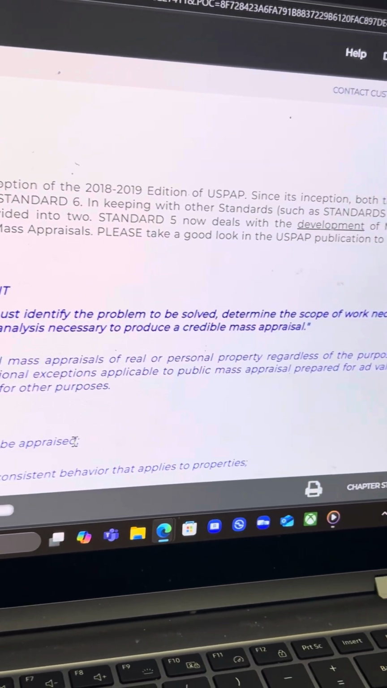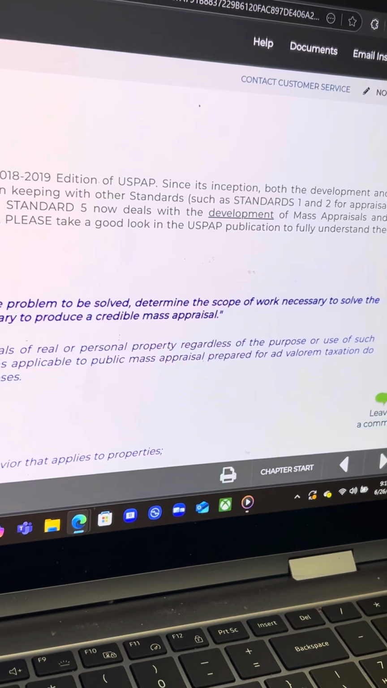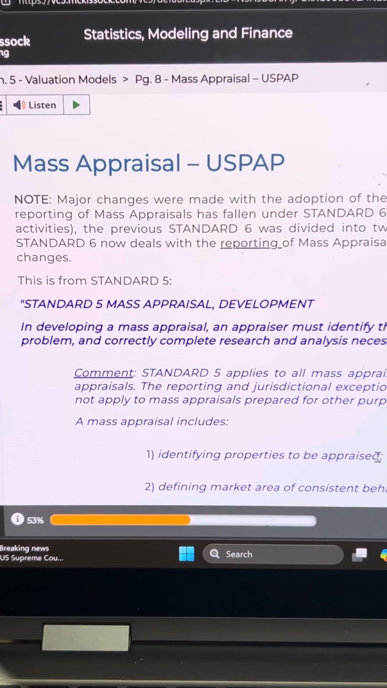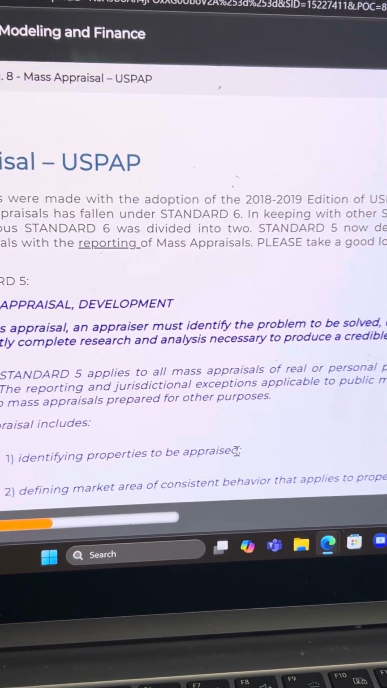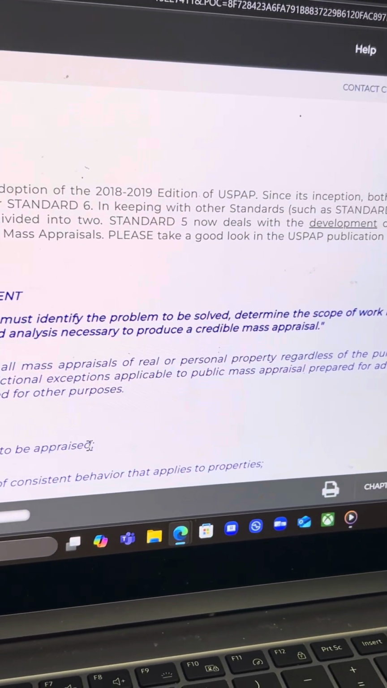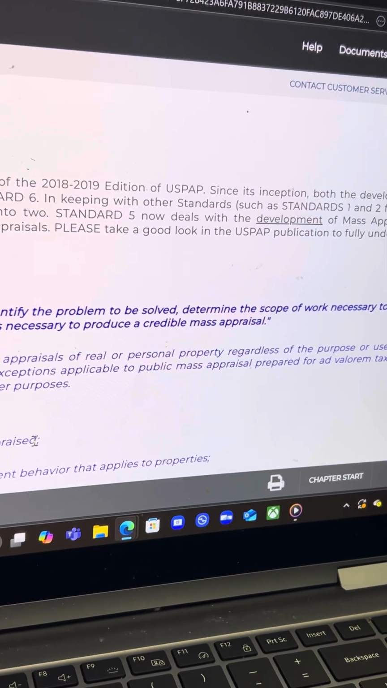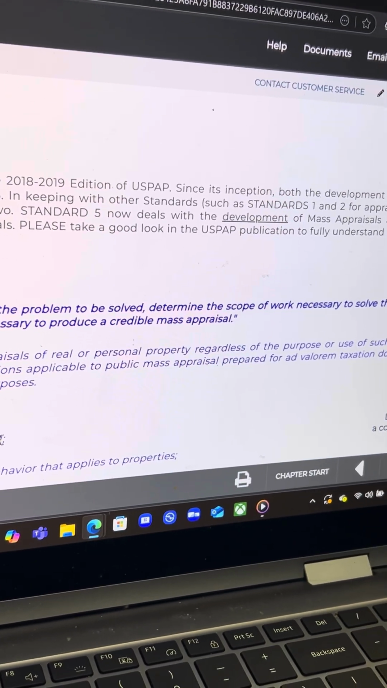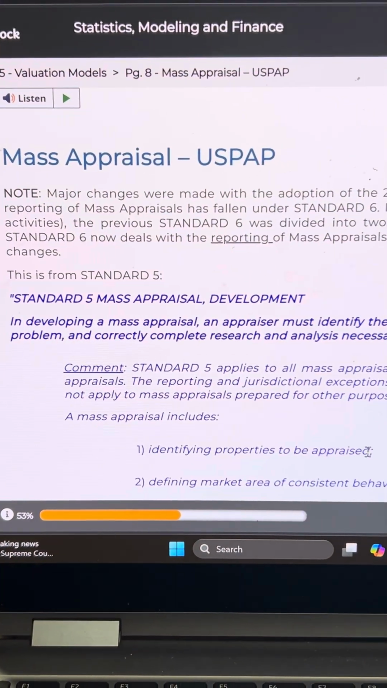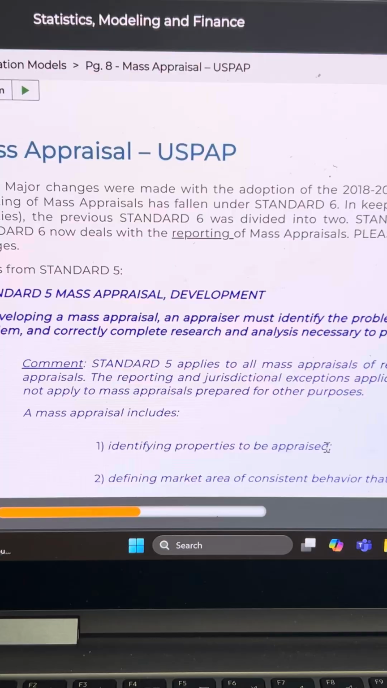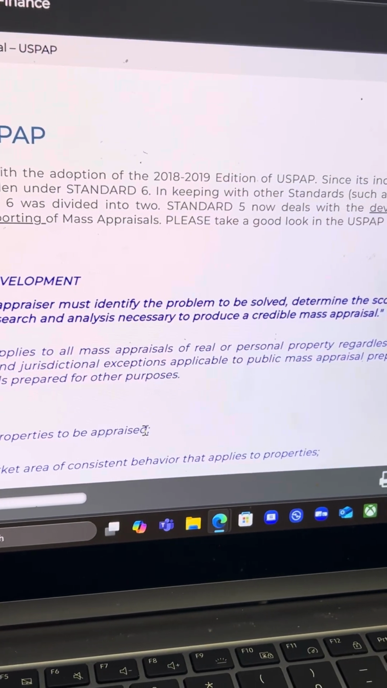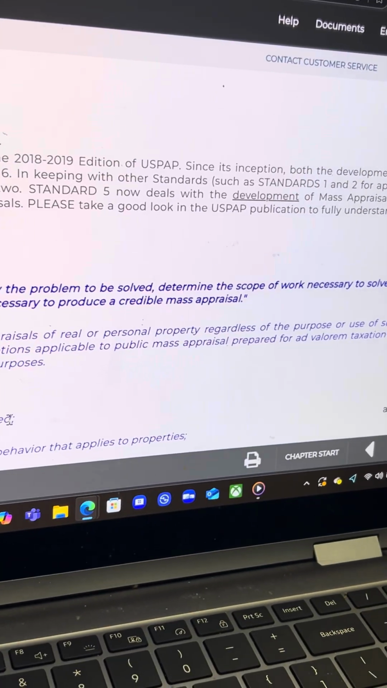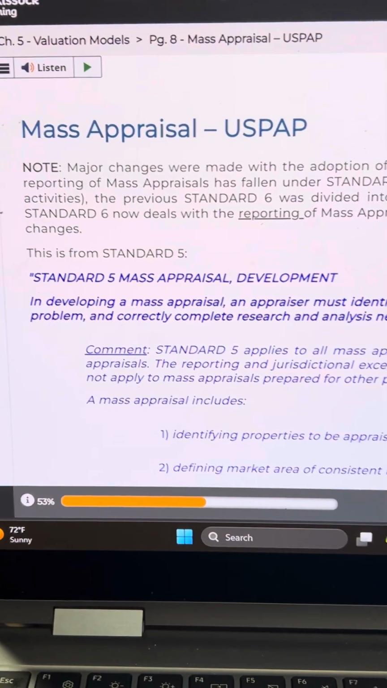In keeping with other standards, such as Standards 1 and 2 for appraisal activities, the previous Standard 6 was divided into two. Standard 5 now deals with the development, that's highlighted, of mass appraisals, and Standard 6 now deals with the reporting, that's highlighted, of mass appraisals. Please take a good look in the USPAP publication to fully understand the changes.